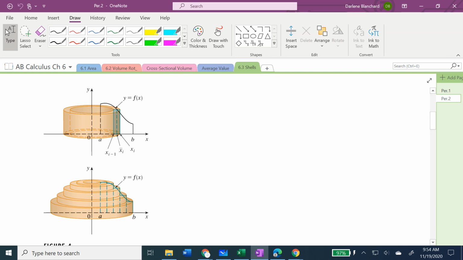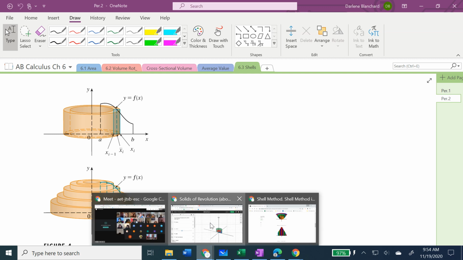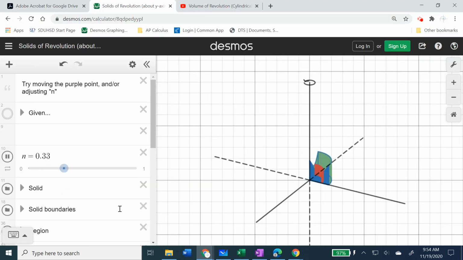Now, I found a couple of things to help you visualize what is going on beyond just these pictures. And let's see, this is one of them. So it's showing in red a sample cylindrical shell. The dark blue is showing just the region on an XY plane. And then in green, you can see the rotation of the full creature.